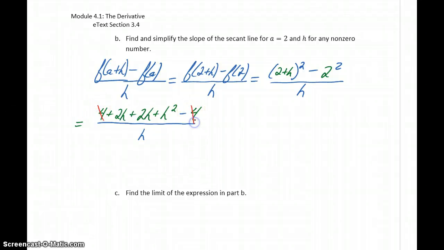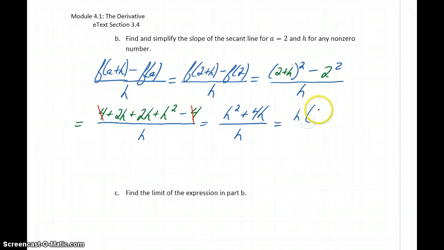So here 4 minus 4 will cancel out. We'll be able to add 2h and 2h, which is going to leave us with h squared plus 4h over h. We can factor out the h in the numerator to rewrite this as h times h plus 4 over h. H over h cancels, and this final reduced expression that we're left with is h plus 4. So when a equals 2, now we can plug in any value for h and come up with the slope of the secant line.